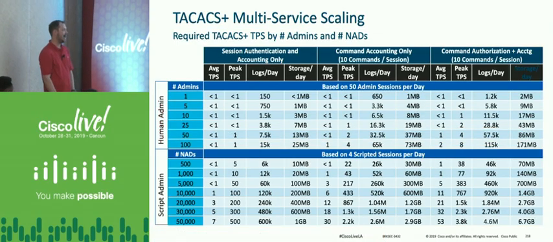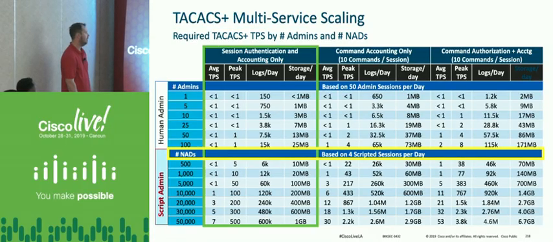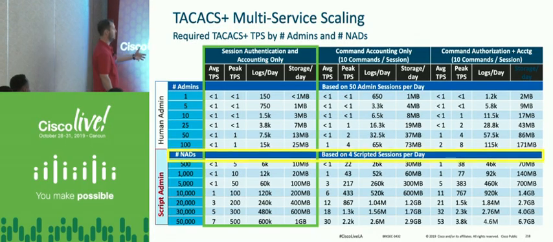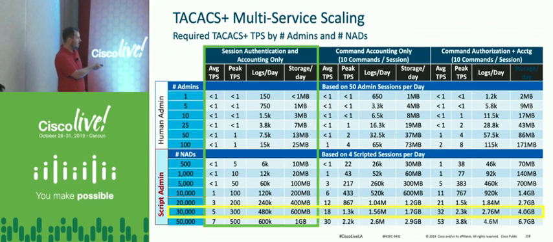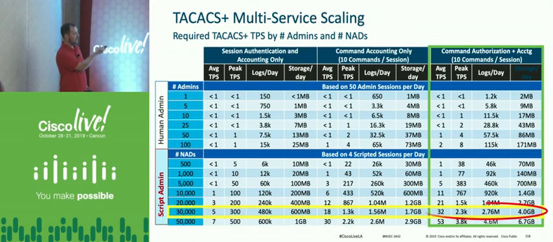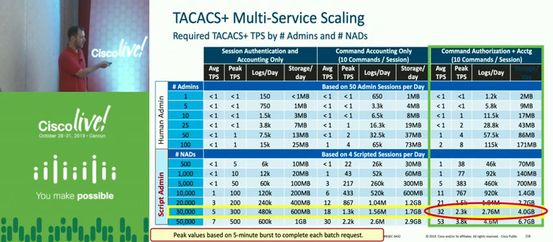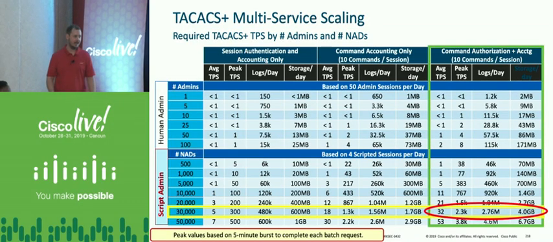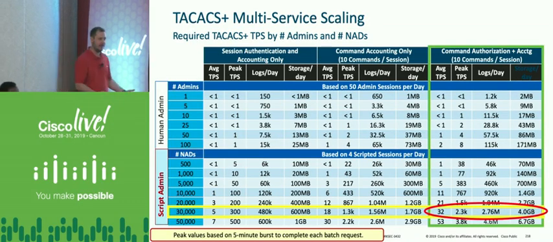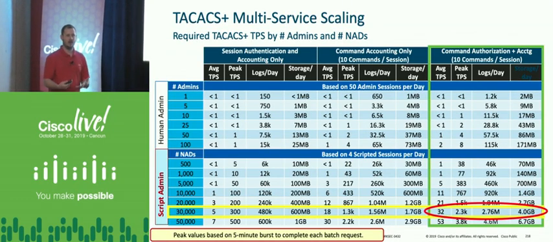Now if we jump down, you can see how big the scripted sessions per day get, based on the number of NADs. If we had 30,000 network devices and we had session or command and authorization, we're talking 4 gigs a day. Now, that doesn't sound like a lot, but it adds up. 30 days pass, we're now at 120 gigs, and then we continue to grow and grow and grow.